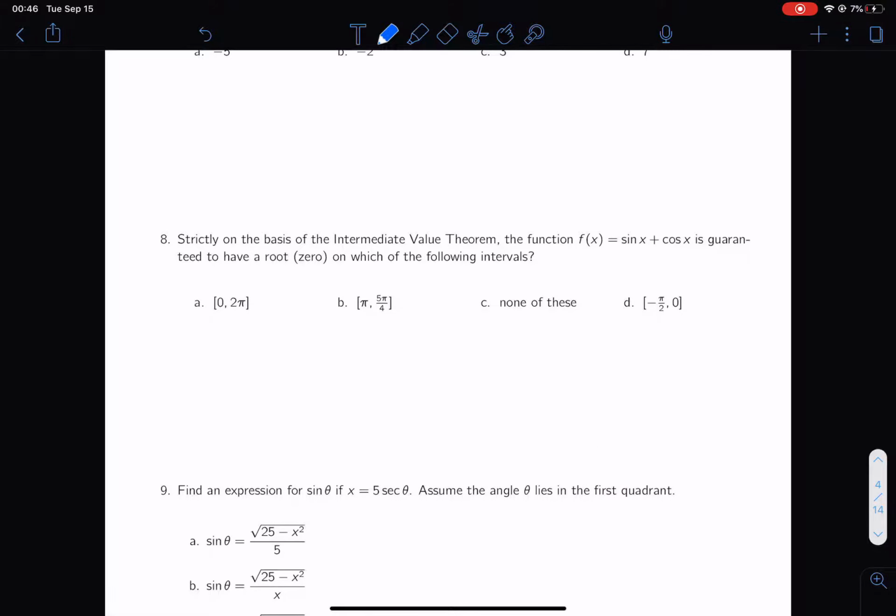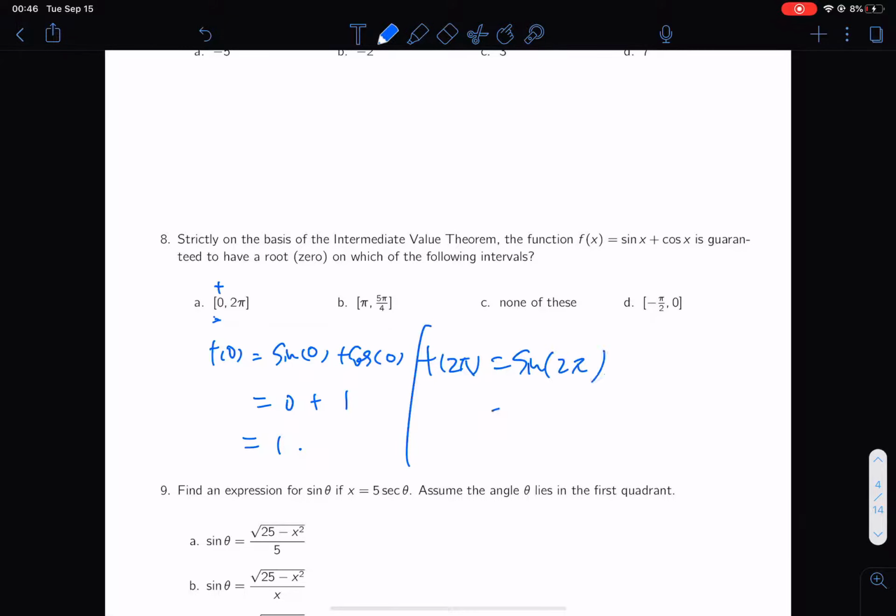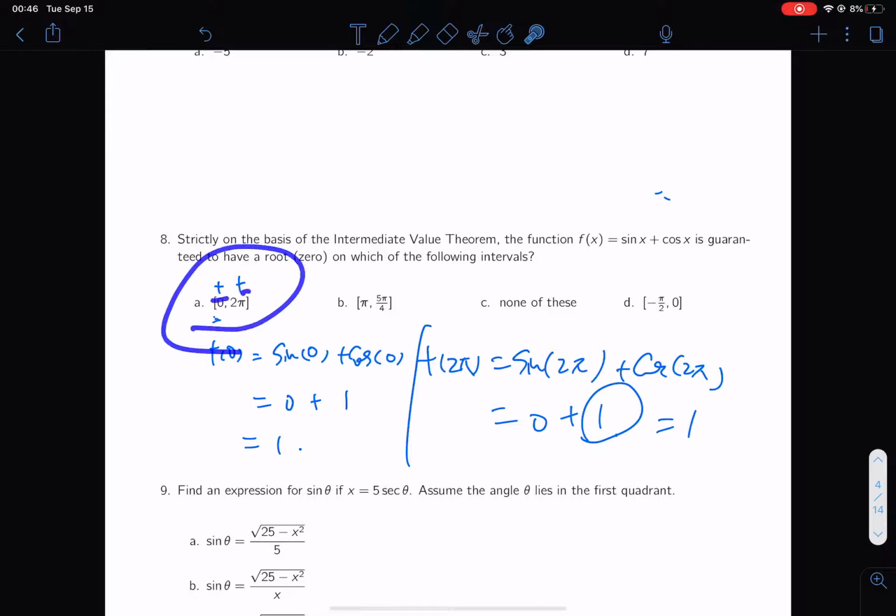So let's see. For the first interval, f of 0 is sine of 0 plus cosine of 0, which is 0 plus 1, so it is 1. So this side is positive. And f of 2 pi is sine of 2 pi, which is 0, plus cosine of 2 pi, which is positive 1. It's also positive. So the first one is not correct because they have the same sign.